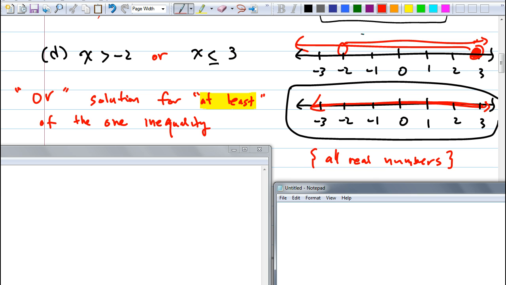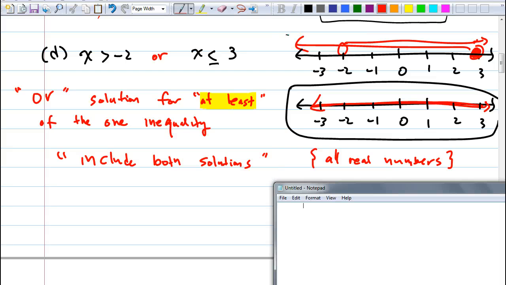Basically you just combine all the answers together, and you get all real numbers. So you see how it makes a big difference when you have or or and in the middle. Or means you combine everything, and and means just where they overlap. Do you guys understand how to combine inequalities? That word in the middle is really important, right? All right, let's move on to the next one.